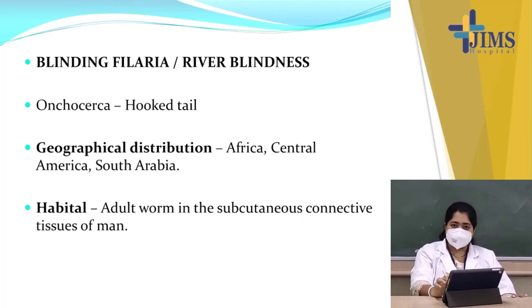So what is Onchocerca volvulus? This parasite Onchocerca itself means hooked tail. So from the name itself you can tell they have hooked tails. And now coming to the geographical distribution, as I have already said, it is not common in India. It is mainly found in Africa, Central America and South Arabia. And habitat: the adult worms reside in the subcutaneous connective tissues in man.